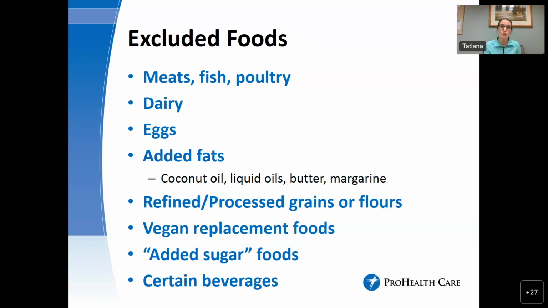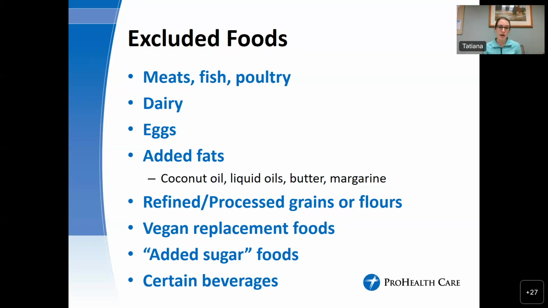And then the foods that are excluded are obviously going to be all your animal products. So any type of meat, fish, seafood, poultry, dairy, eggs, cheeses, right? These are all animal foods. Added fats. So this goes back to that plant fragment, right? Coconut oil is just one part of the coconut. Liquid oils, like that olive oil I mentioned. The oil of the olive is just a fragment of the olive. We really want to be consuming the olive in its whole form. And then obviously butter is an animal product, and margarine is going to have a whole host of food-like ingredients that would not be considered whole food plant-based.